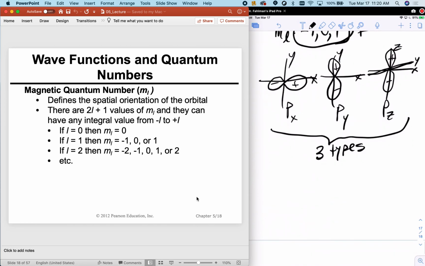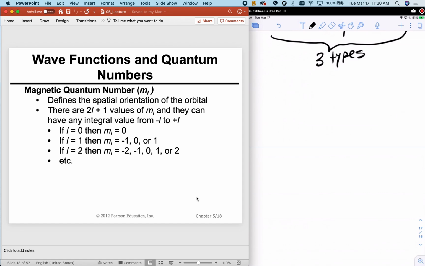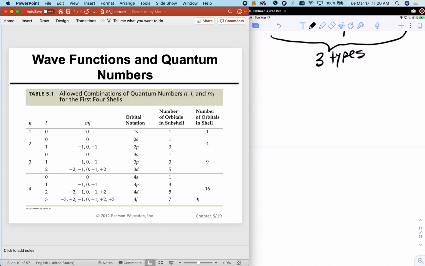So n, l, and m sub L. All right, so far, this is a really good summary slide. So to prepare for, again, not next Tuesday's exam, but the one after that, this is a really good slide.